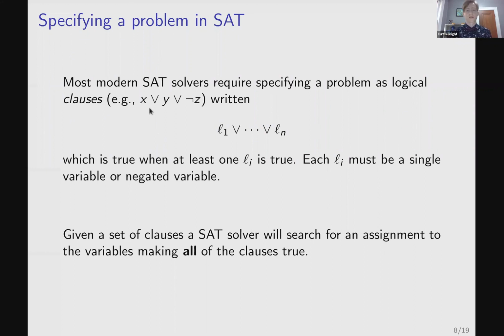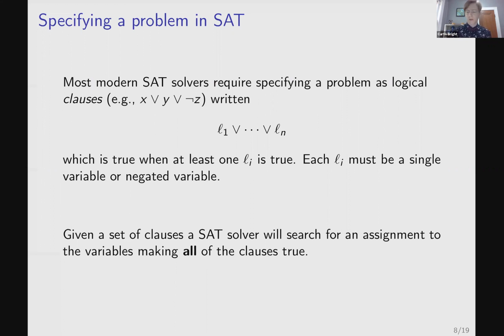So something like this: X or Y or not Z, saying that X is true or Y is true or Z is false, right? So a general clause has this format here, and each of the L's here is known as a literal. Either it is a variable or a negated variable. So in general, they can't be arbitrary expressions. This is a very restrictive format. And you can give a SAT solver as many clauses as you like. Essentially, what you're doing is you're writing your formula in conjunctive normal form, because the SAT solver is going to try to find assignments to the variables which satisfy all the clauses.